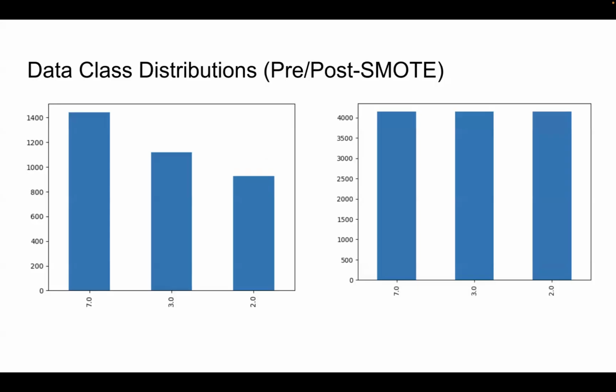So this screenshot shows a breakdown of our classifications, both before and after applying SMOTE. And SMOTE is a process of balancing out our output classifications through synthetic sampling.